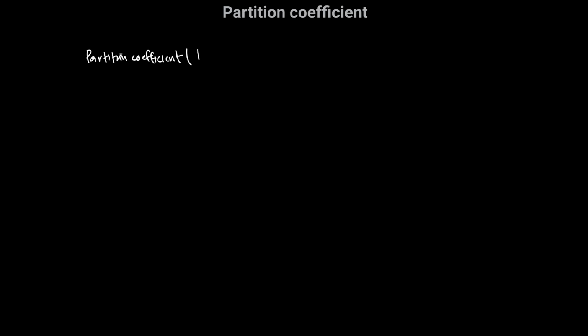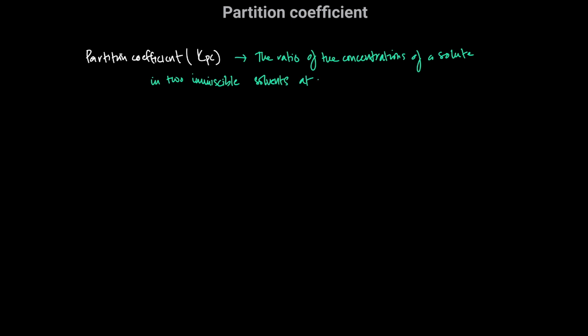we use the abbreviation KPC, right? PC stands for partition coefficient, and it is defined as the ratio of the concentrations of a solute in two immiscible solvents. These two solvents do not mix with each other, okay? Immiscible solvents at equilibrium. Obviously, this equilibrium will be at a given temperature, right? Because if you change the temperature, then obviously you're going to change the value of the equilibrium constant.